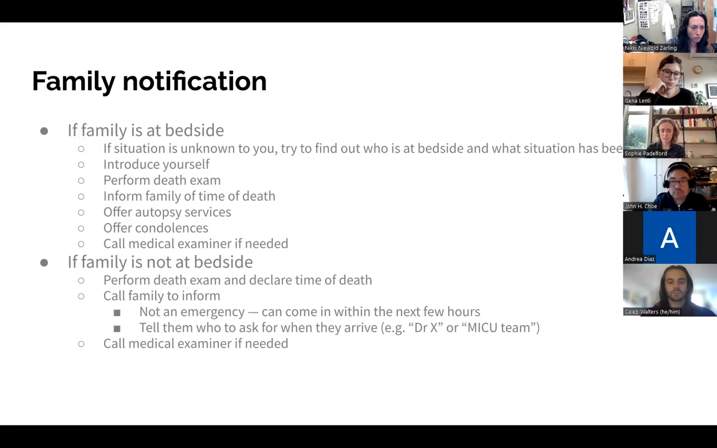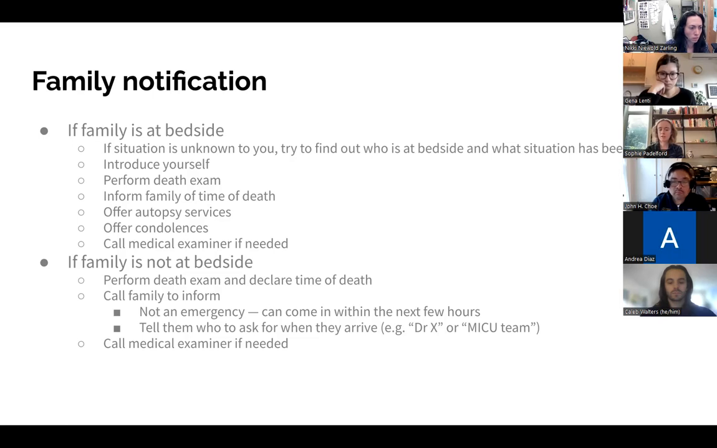If the family is not at bedside, you still should go to bedside first, do the death exam, declare the time of death, and share it with the RN. You call the family to inform them. You offer condolences, and you tell them that it's not an emergency for them to get there directly. If they ask, do I need to speed in or leave my child at home? It's not an emergency. The person has already died.